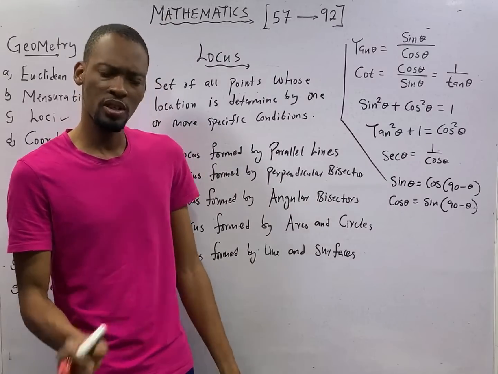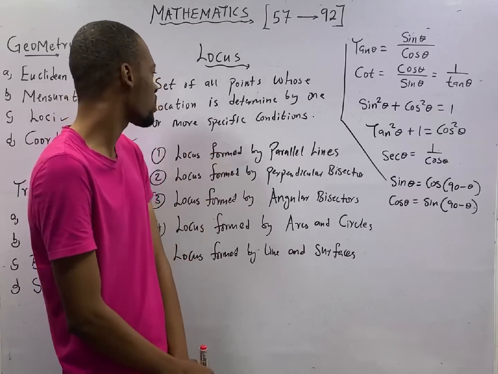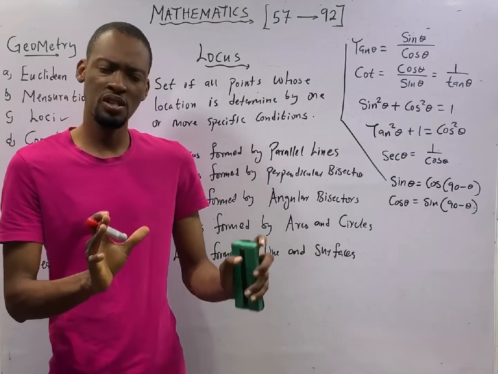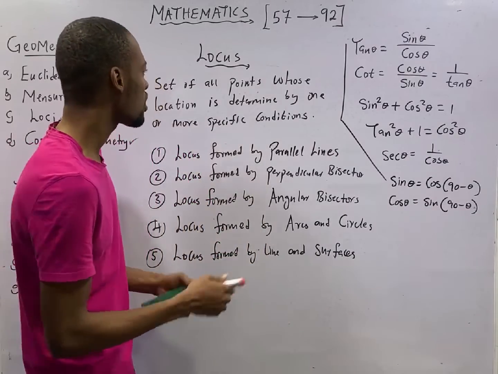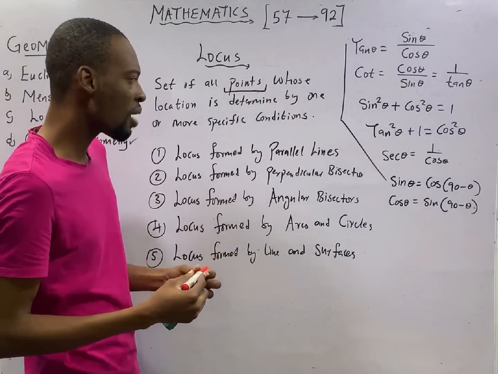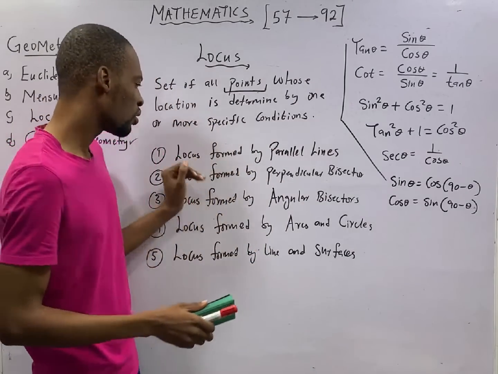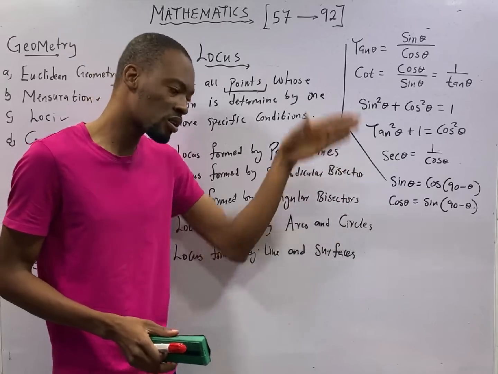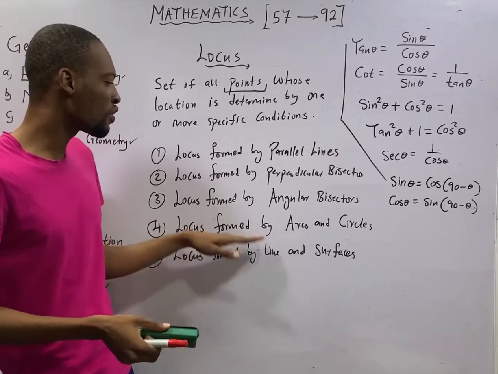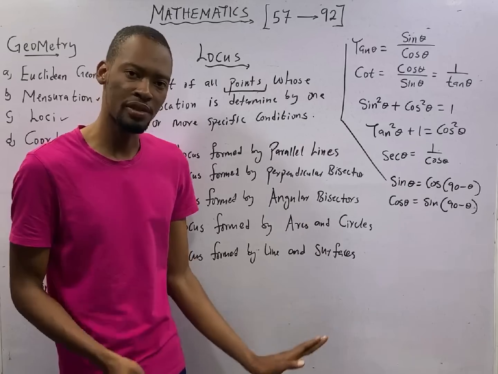When it comes to locus, Jamb expects you to know that locus is a set of all points whose location is determined by one or more specific conditions. And you have to know locus about points. Jamb expects you to know locus formed by parallel lines, locus formed by perpendicular bisector, locus formed by angular bisector, locus formed by arcs and circles, and locus formed by line and surfaces.